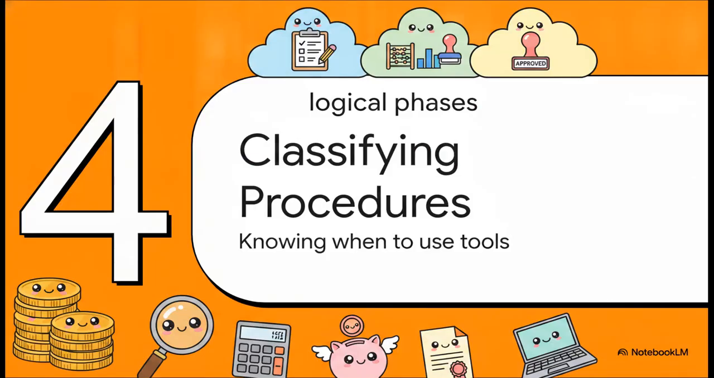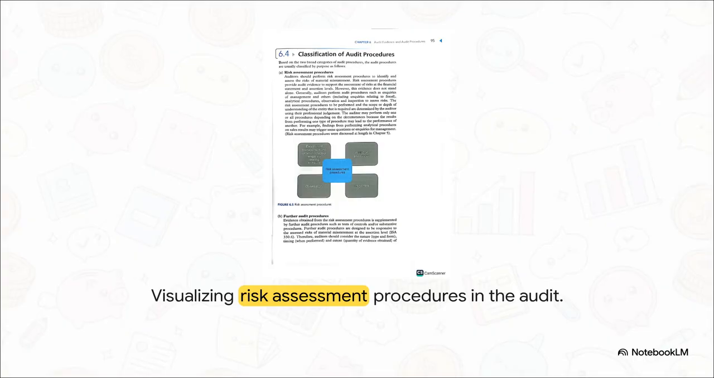Section 4. Classifying the procedures. Knowing when to use your tools. So now that we have these 7 tools, we need to categorize them. Procedures like observation and inquiry are typically used first for risk assessment. This happens right at the very beginning of the engagement. You're scouting the terrain, identifying potential areas of material misstatement before you ever dive into the deep numbers. It perfectly sets the stage so you know exactly where to focus your most rigorous testing later on.